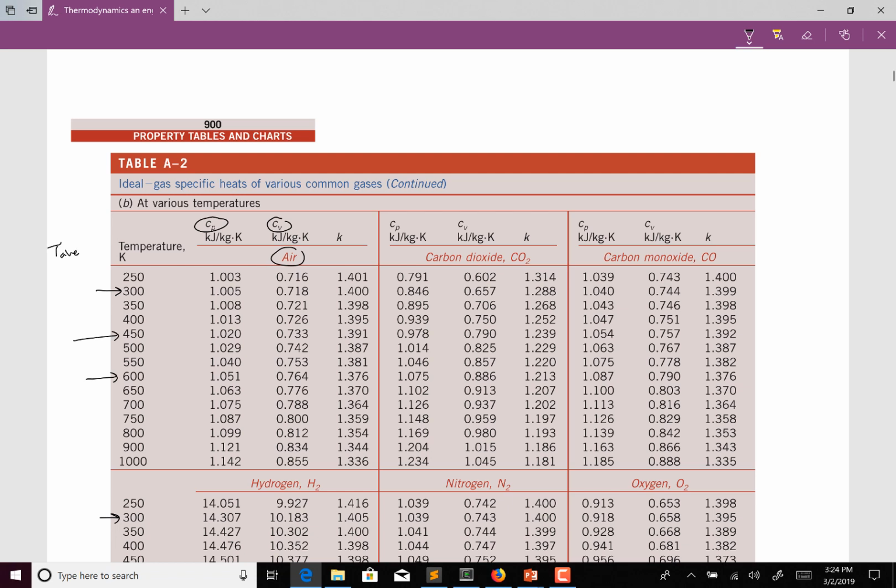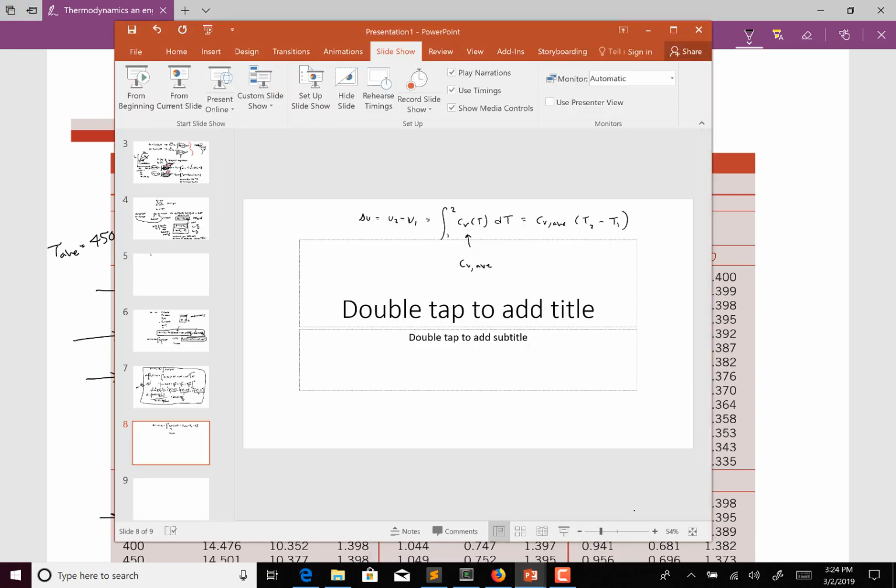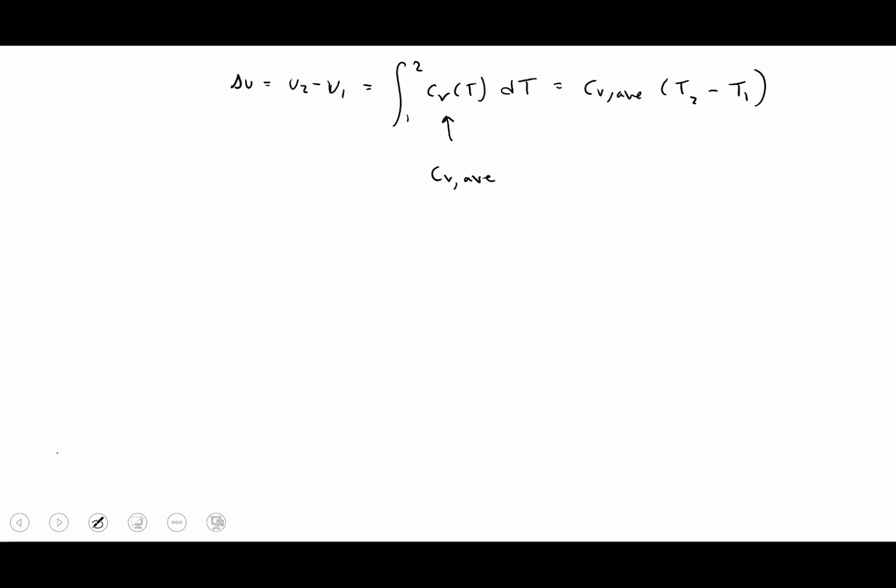So I'm just going to say T average is equal to 450 Kelvin. And that means that C sub V at the average temperature is 0.733 kilojoules per kilogram Kelvin. So let's go back to slides. We would just want to put the average specific heat in here. So delta U is equal to, well, we looked up C sub V average, and it was equal to 0.733 kilojoules per kilogram Kelvin.